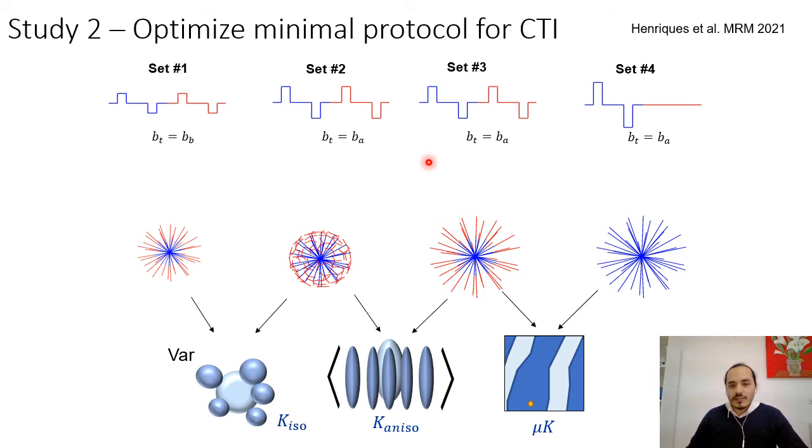Based on this, we can also show why resolving microscopic kurtosis is only possible with CTI and not using the b-tensor encoding of q-trajectory imaging. Because if we plot the effective b-tensor values, we see that the 2 sets that are responsible for microscopic kurtosis have the same information on the b-tensor. So there's no way using this framework to distinguish the information from these 2.